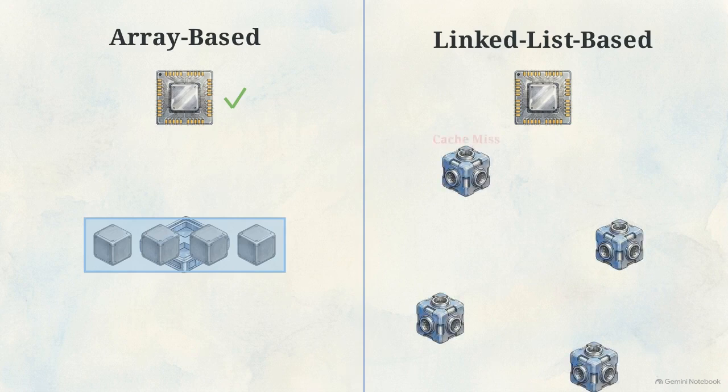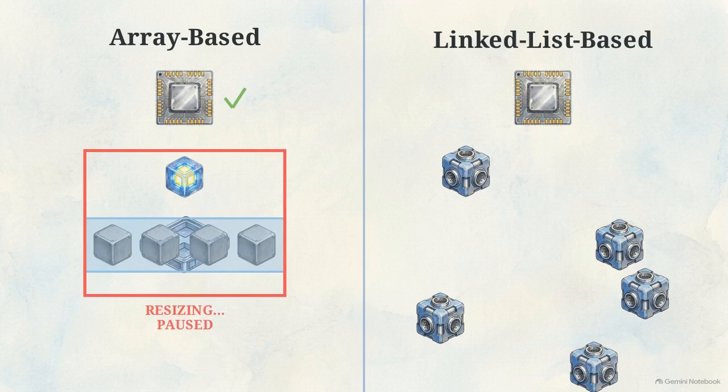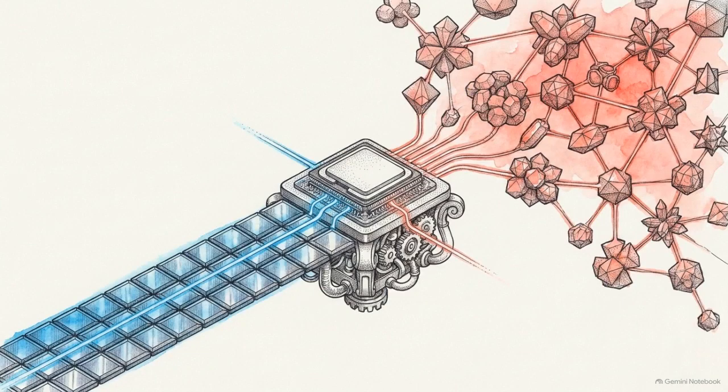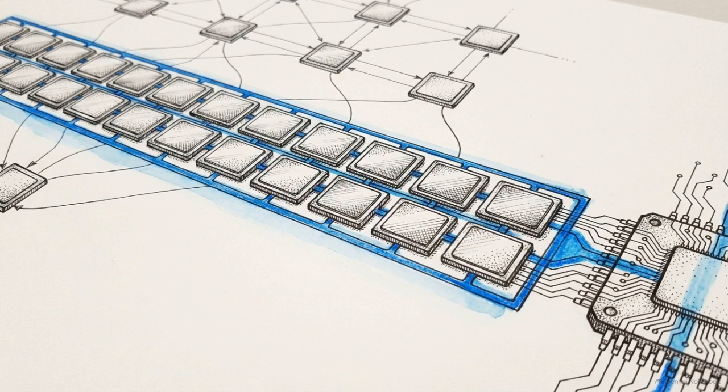Contrast that with a linked list-based stack. The data is scattered across fragmented memory addresses, forcing the CPU into a routine of pointer chasing that causes frequent cache misses. However, because each node is allocated individually, a linked list avoids the performance pauses required when a large array needs to resize. Choosing between an array and a linked list is a decision between raw retrieval speed and dynamic scaling stability. For most high-performance software, the array implementation is the standard choice.